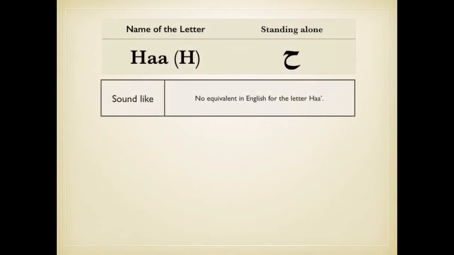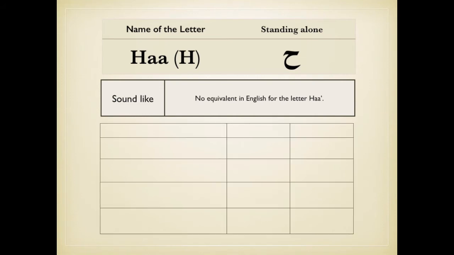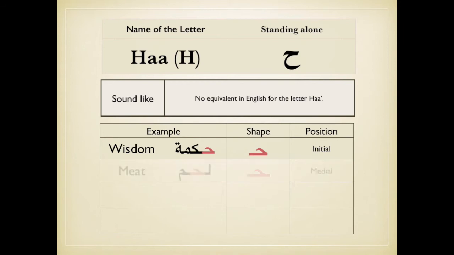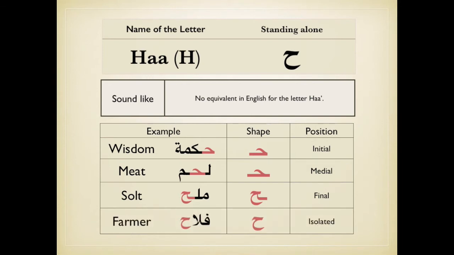Okay, the next letter is Haa. We'll go directly through the examples. The initial position for Haa, as you see, the shape, and the example here is حكمة, wisdom. The medial position for Haa, and the example is لحم, meat. The final position, as you see the shape, example is ملح, salt. The isolated position for Haa when it's standing alone, as you see, and the example here is فلاح, farmer.